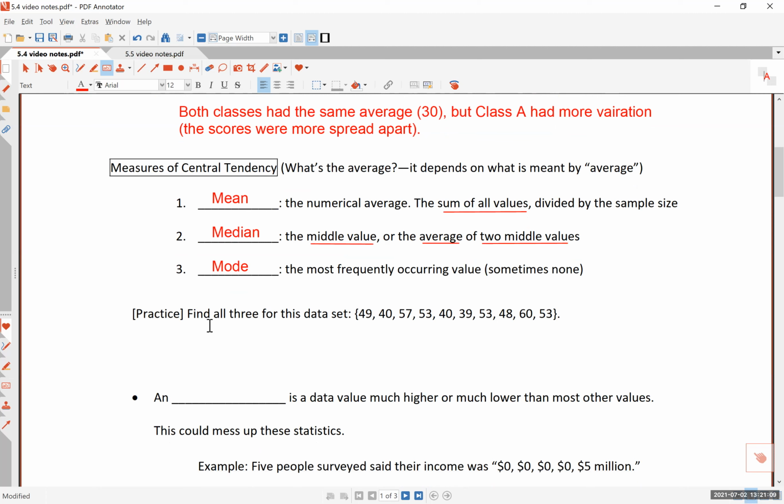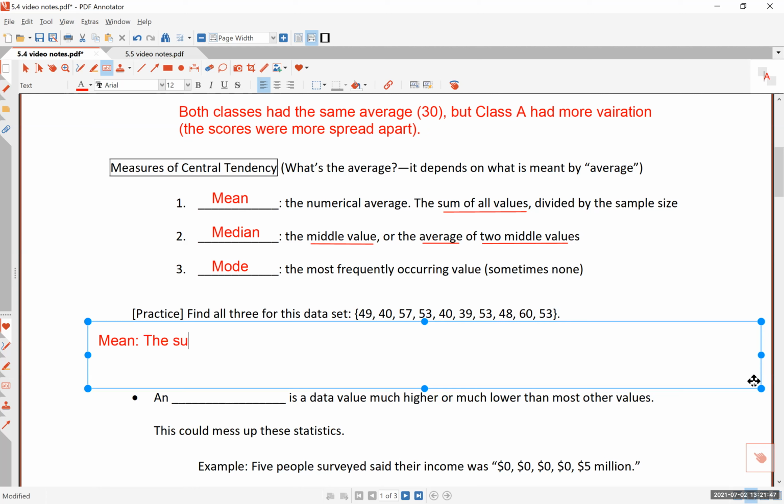Okay, let's practice. Let's do this example. Find all 3 of these. In other words, find the mean, the median, and the mode of this data set. Okay, let's try that and see if we can come up with this. What is the mean? Let's go ahead and try writing all of these down. To find the mean, you have to add up all the numbers. So get your calculator out, or you can use a spreadsheet and enter 49, 40, 57, 53, 40, 39, 53, 48, 60, and 53.